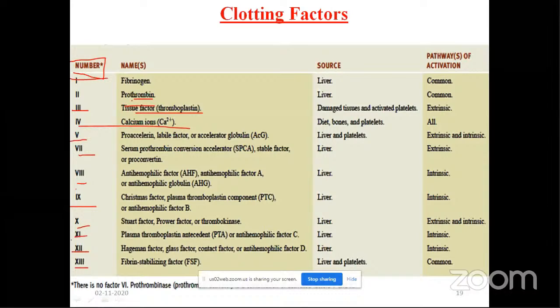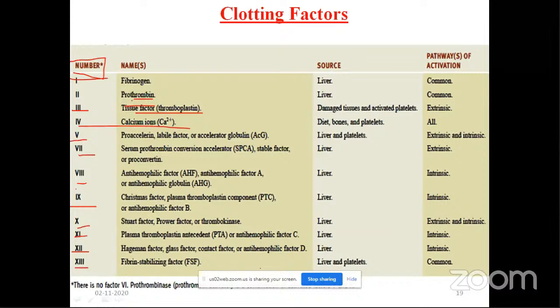And factor number 12 is called Hageman factor, glass factor, contact factor, or anti-hemophilic D. So it will be easy for you to remember it this way. Factor number 5, used up in the reaction, is called the labile factor. Factor number 7 is the stable factor. Then factor number 8 is anti-hemophilic A. Factor number 9 is anti-hemophilic factor B, whose deficiency is responsible for Christmas disease, so it's also called Christmas factor.